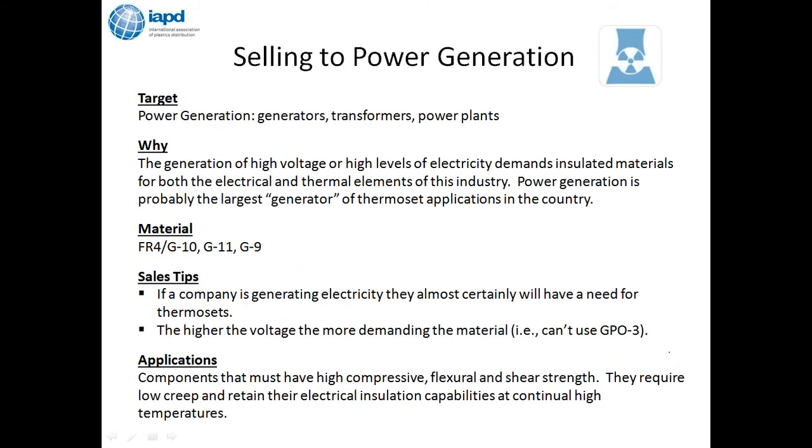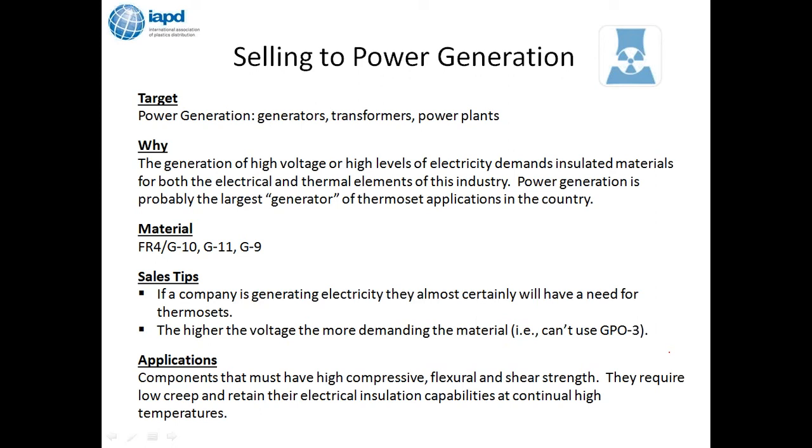And then finally, the final case study for a market to target, power generation. Generators, transformers, power plants. And the why? They're generating high voltage and high levels of electricity. They demand insulated materials for both electrical and thermal elements in this industry. I would say this is probably the largest generator, and I'm sorry for the pun there, of thermoset applications in the country. Some of the more common materials, you're definitely going to see the higher end materials. You're going to see the G10s, you're going to see the G11s and G9s.